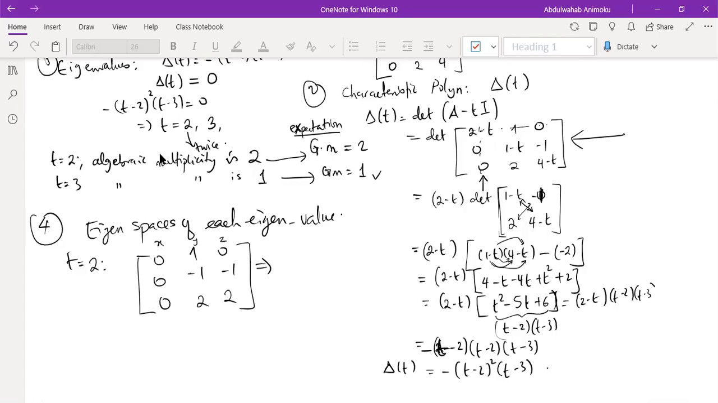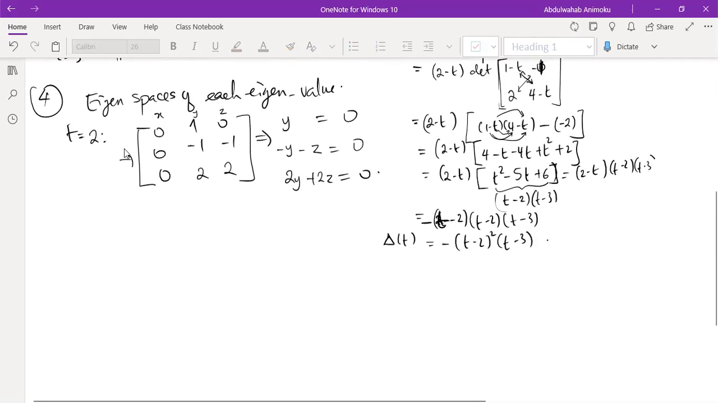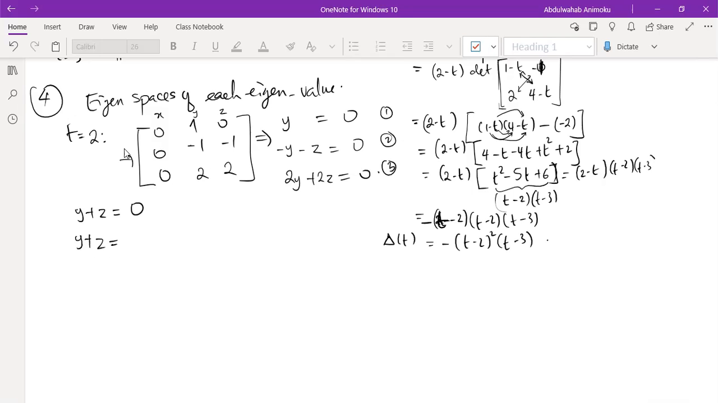So basically, this is going to be 1 times y, so y equals 0. For the second row, we have minus y minus z equals 0. And for the third row, we have 2y plus 2z equals 0. So basically, y is equal to 0. The other two equations are just the same equation. If I multiply the second equation by minus 1, I will have y plus z equals 0. And if I divide the third equation by 2, I will get the same thing, y plus z equals 0. And we got that y must be equal to 0.